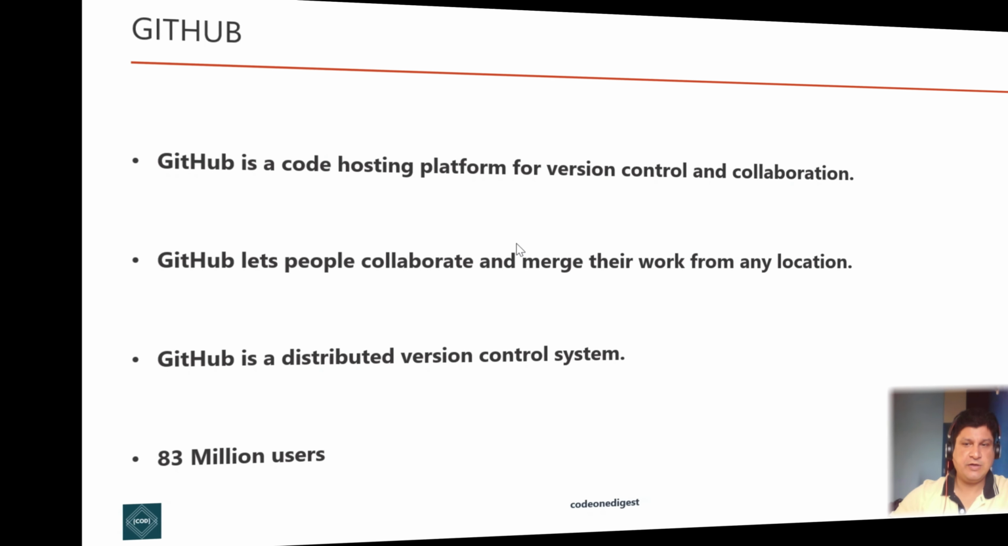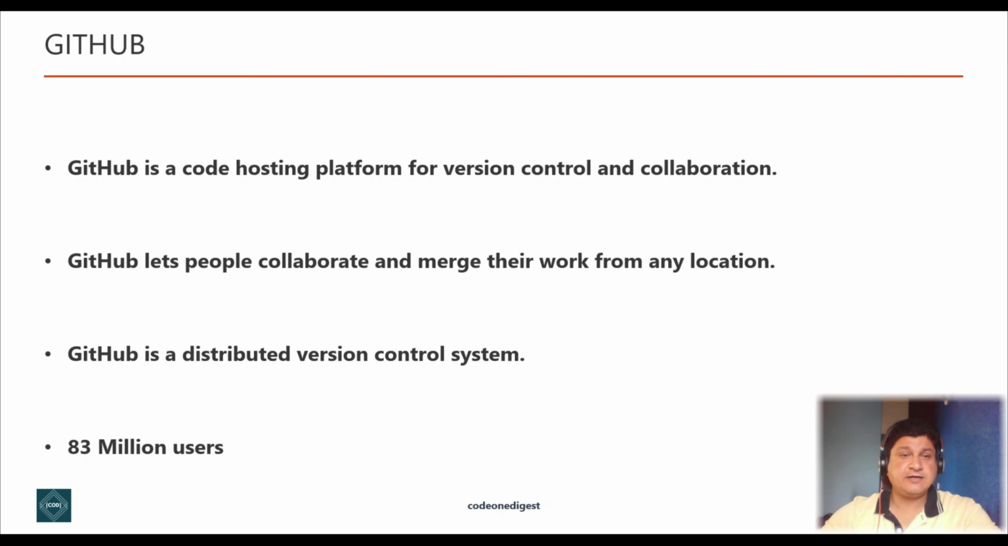Okay, let me quickly recap what is GitHub. GitHub is a code hosting platform for version control and collaboration. GitHub lets people collaborate and merge their work from any location. It is a distributed system, a distributed application, so that it can be accessible from anywhere and everywhere. And 83 million users are using GitHub today. So start using GitHub if you're not using it.